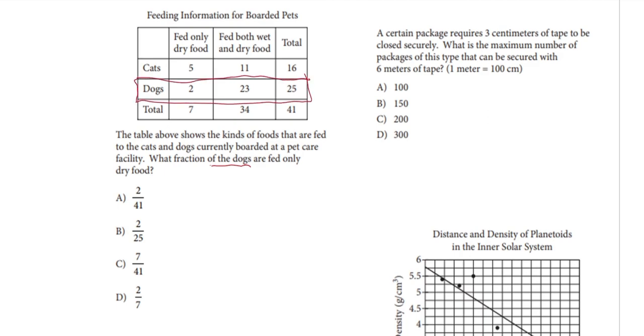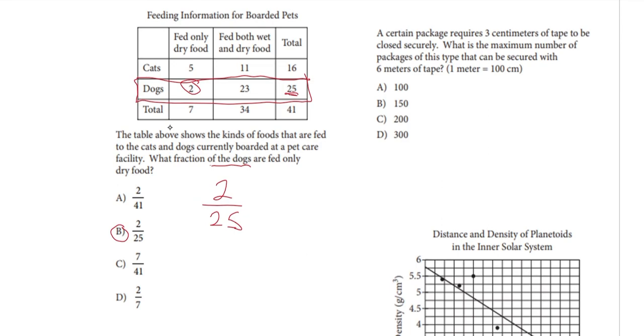And remember, whenever we're looking for probability, ratio, proportion, fractions, we're going to divide what we're looking for by the total. We're looking for the number of dogs that are fed dry food only, and that's 2 dogs in total. So it's going to be 2 divided by the number of dogs, which is 25. 2 over 25 is answer choice B, and that's our answer.